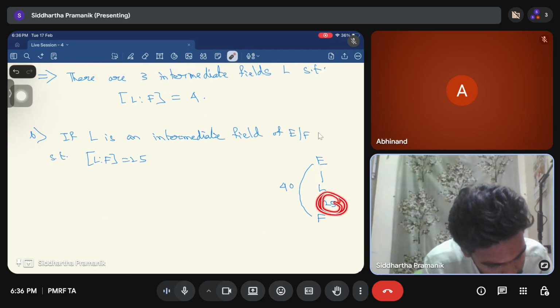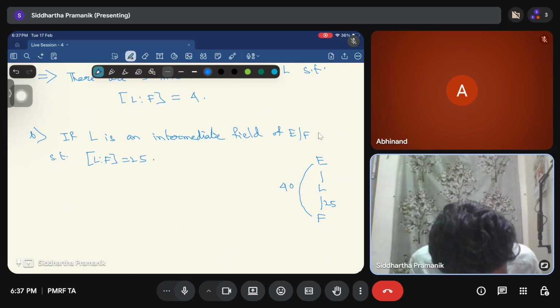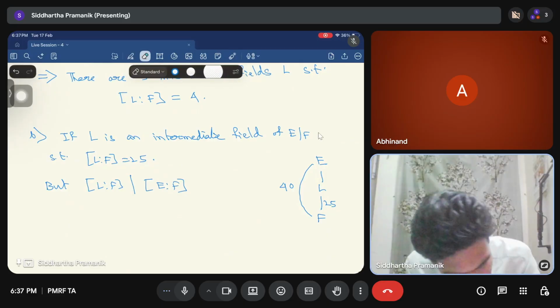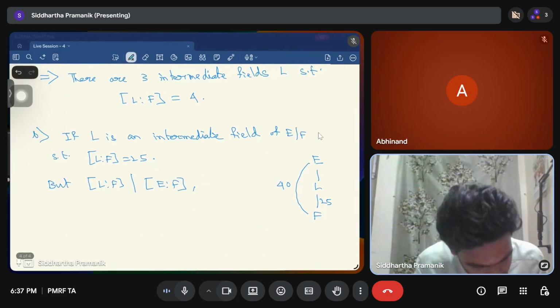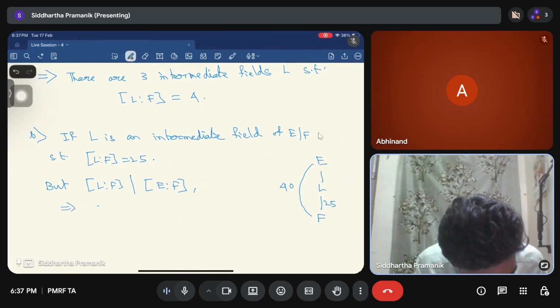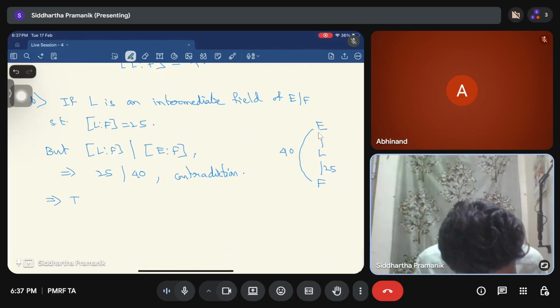But 25 does not divide 40, but we know that the degree of L over F must divide the degree of E over F. So that's a contradiction. This would imply that 25 divides 40, but this is a contradiction. So this implies there is no such intermediate field.